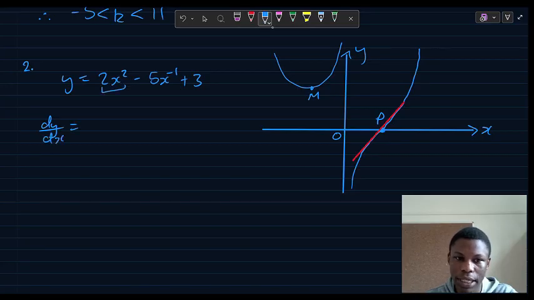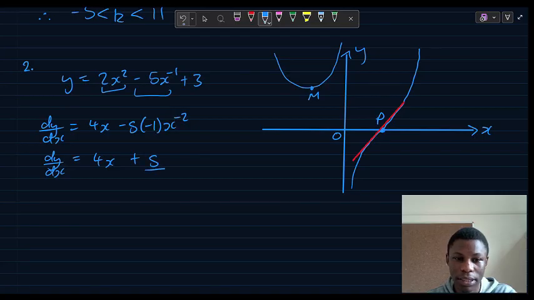If you differentiate 2x squared, you get 4x. And then here you've got negative 5. Bring down the power, that's negative 1, x, subtract 1 from the power, that's negative 2. If you differentiate a constant, you get 0. So dy/dx here is equal to 4x plus 5 over x squared. You can keep it as x to the negative 2, or write it as over x squared. So this is our gradient function, and this is the function that gives us the gradient of the curve at any specific point.